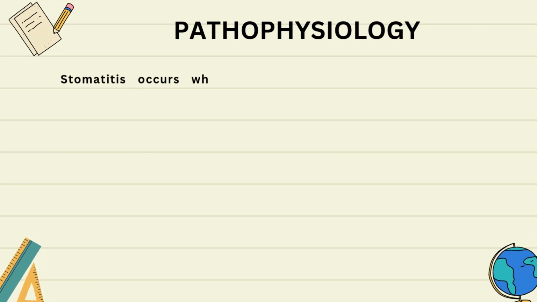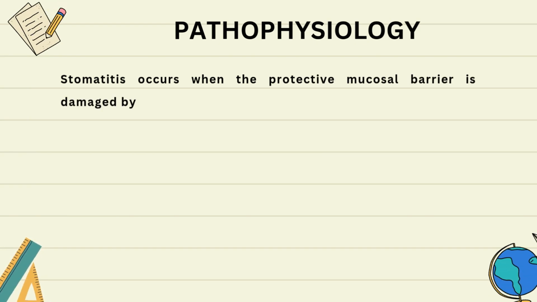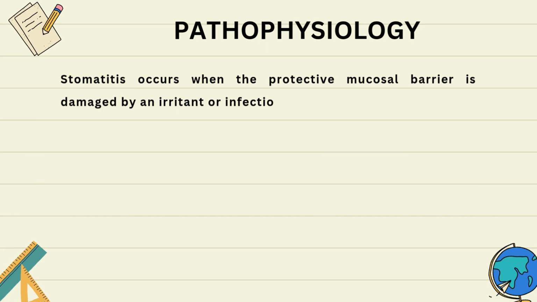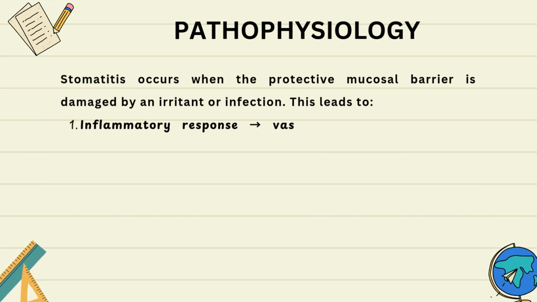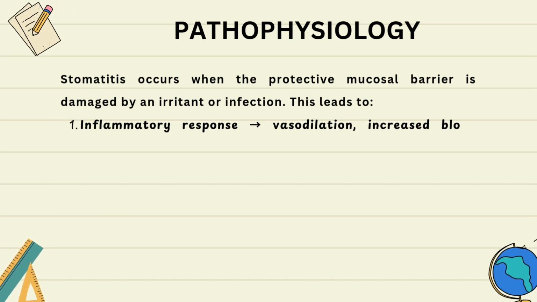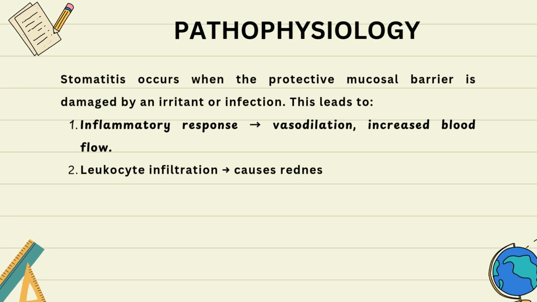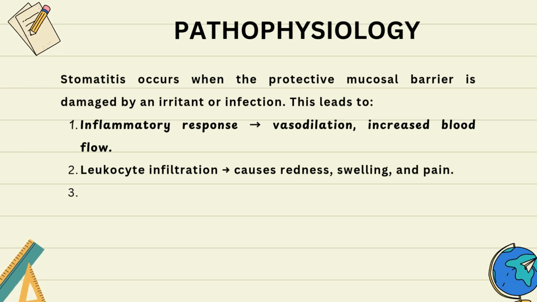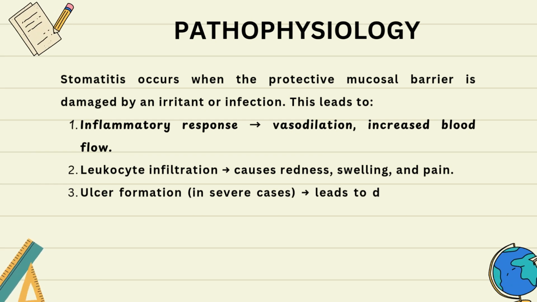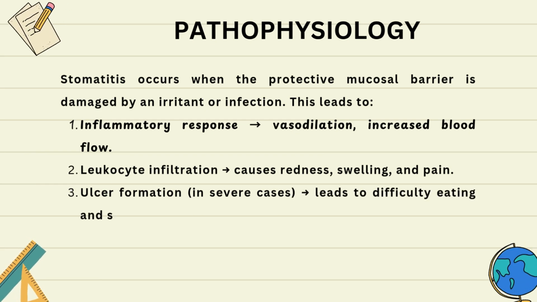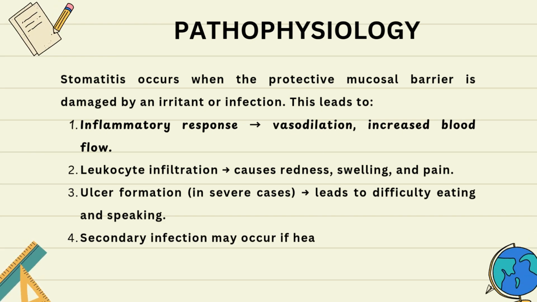Stomatitis begins when the protective mucosal barrier of the mouth, which normally defends against mechanical trauma, bacteria, and other irritants, is damaged. This damage can be caused by infection, chemical irritation, trauma, or even nutritional deficiencies. Once the barrier is compromised, the body triggers an inflammatory response. Vasodilation occurs, increasing blood flow to the affected area. This is the body's natural way of bringing immune cells and nutrients to fight off the irritant or infection.